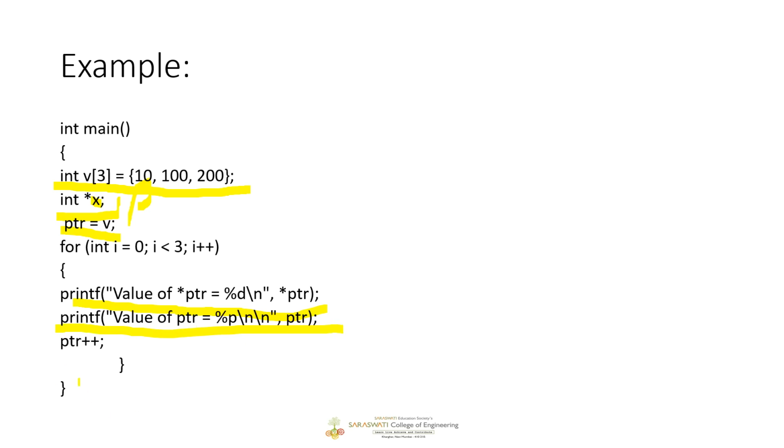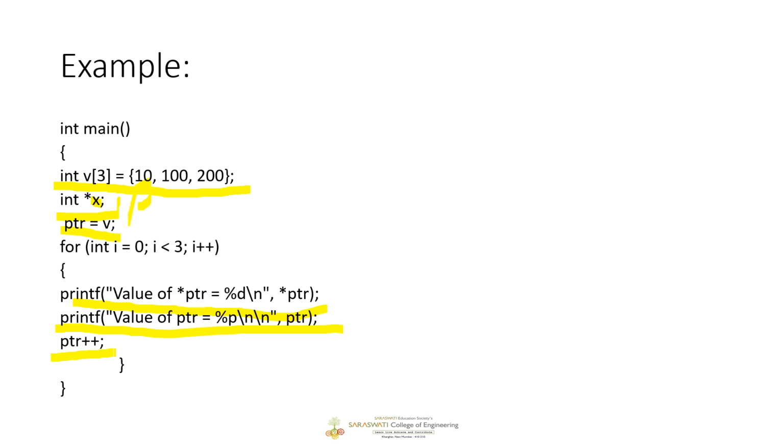And then we have, so this would be printed. The first thing which would be printed would be 10, and the second printf will print the address of the first element of array. Now coming to the arithmetic operator, which is plus plus. So ptr plus plus will increment by one place.